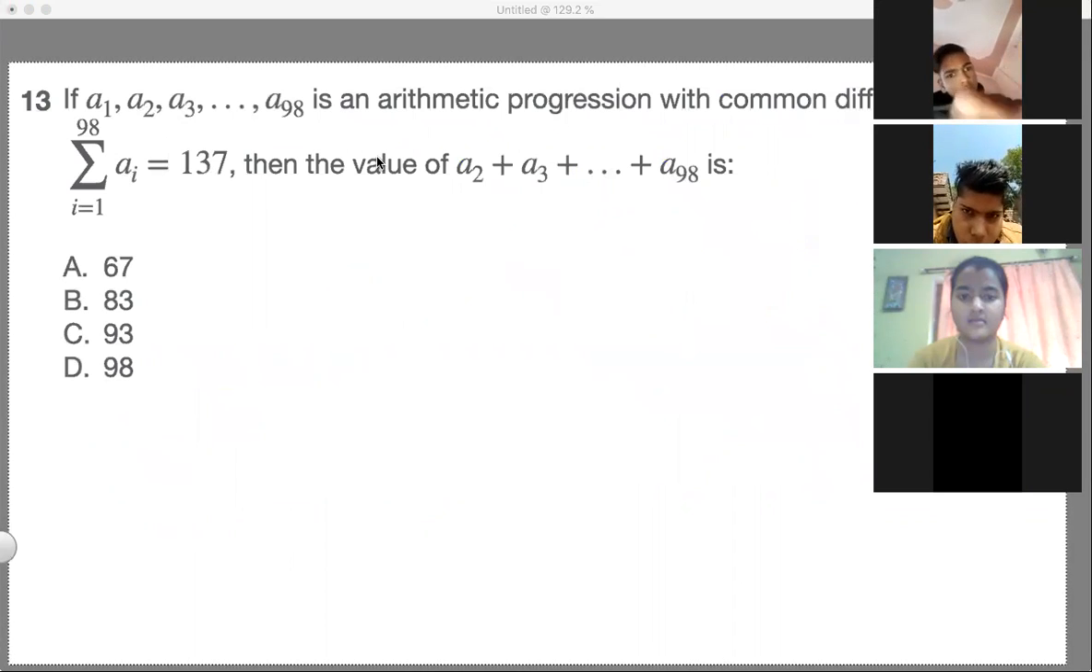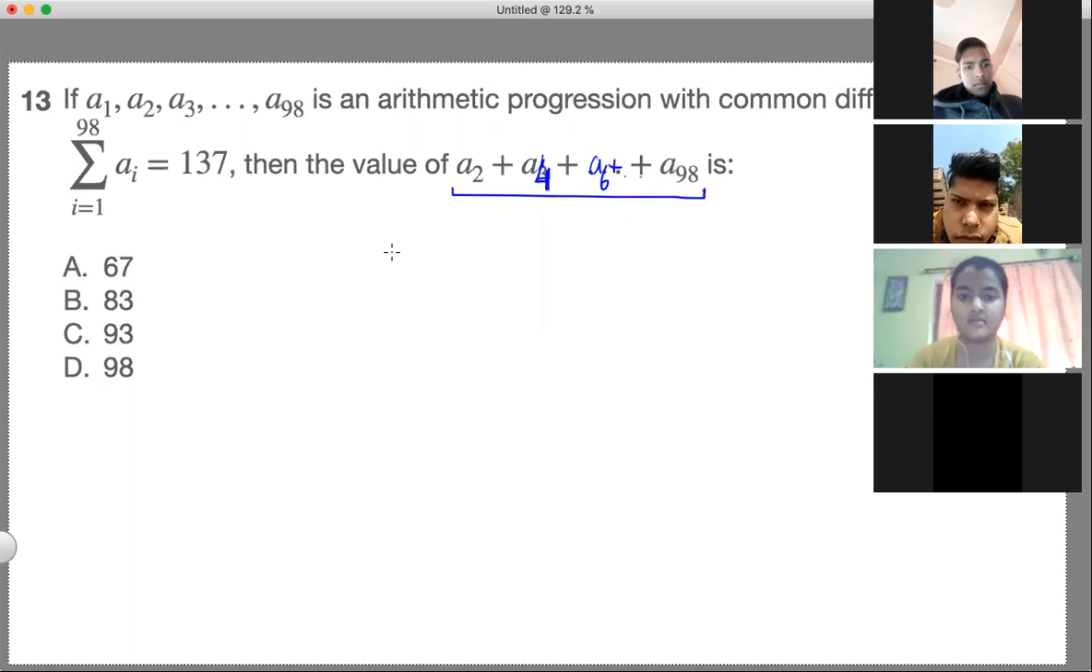If A1, A2, A3 till A98 is an arithmetic progression with common difference 1 and the sum from 1 to 98 is 137, then find the value of A2. Okay, the question is slightly written wrong. Okay, alternate ones. A2, A4, A6 and so on till A98. हमें ये सम निकालना है, हमें ये वाला सम दिया गया है.